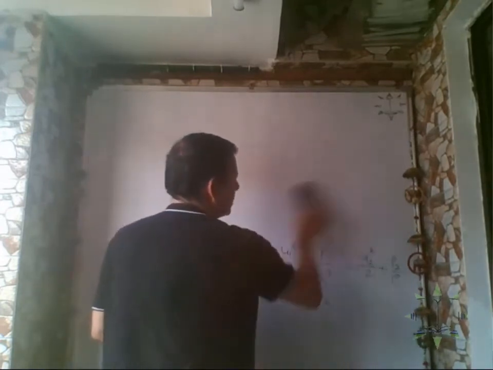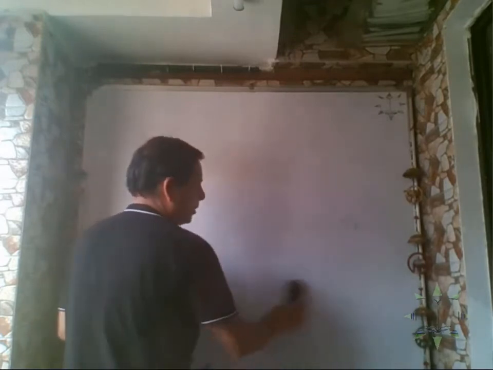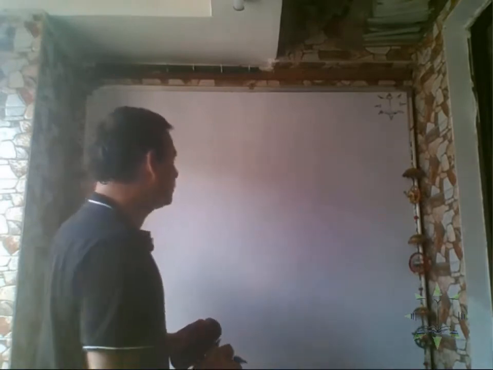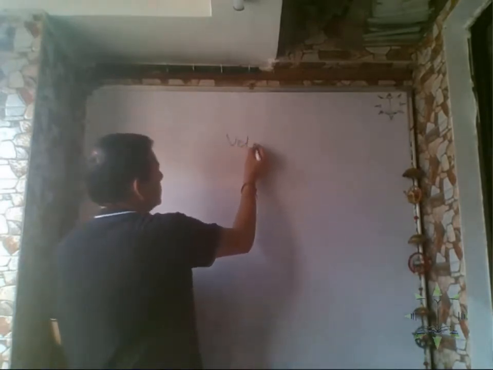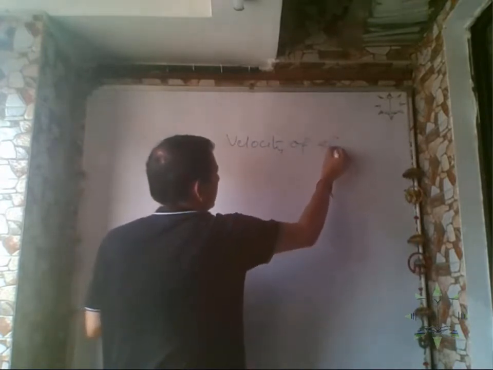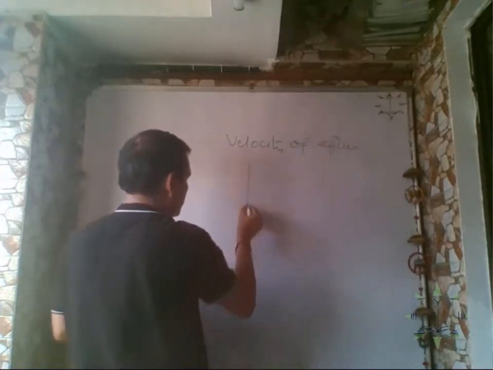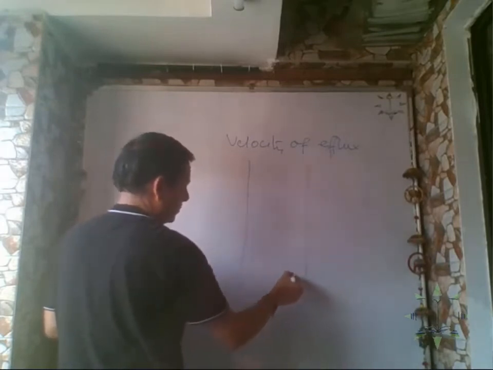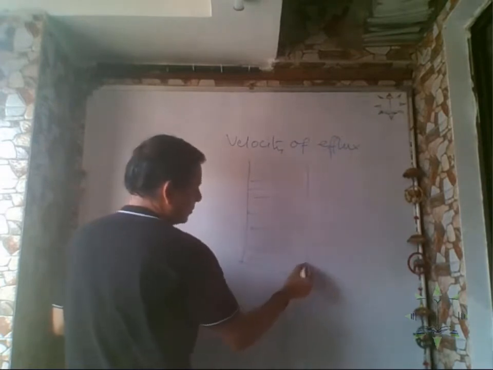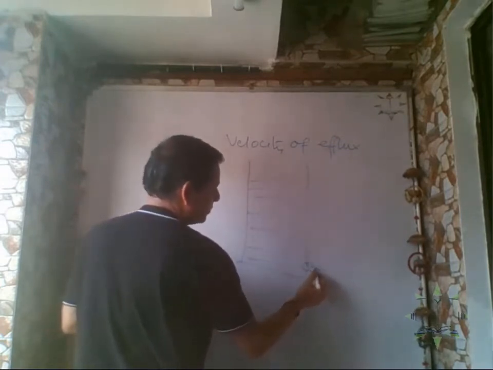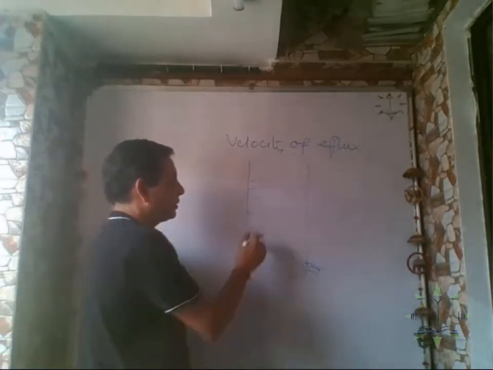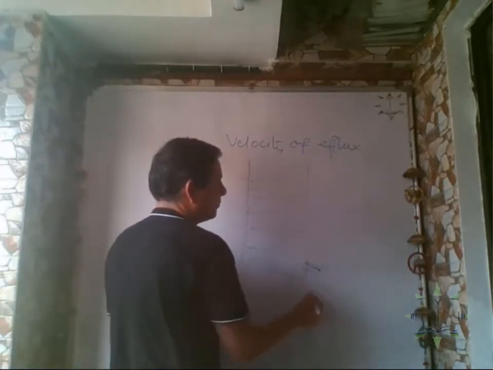We can take many such examples like the venturimeter tube, oxidizing flame, then velocity of efflux. One most important is velocity of efflux. What is this? Suppose you have a container with a liquid. The velocity at which the liquid comes out from this outlet is called velocity of efflux.